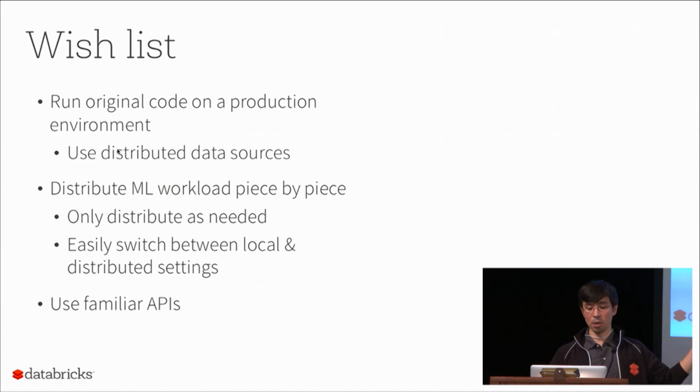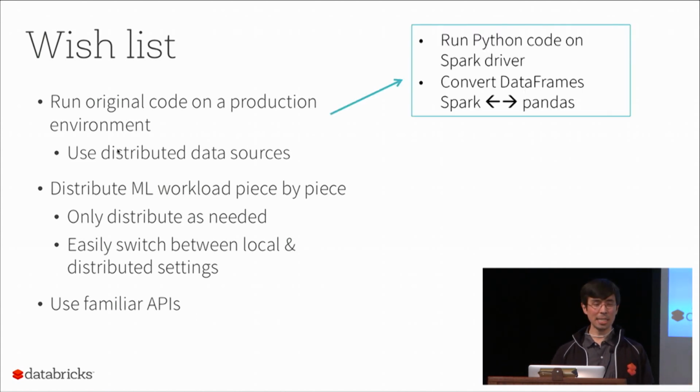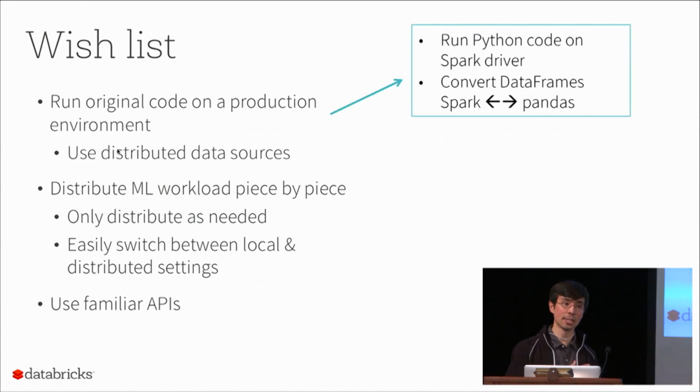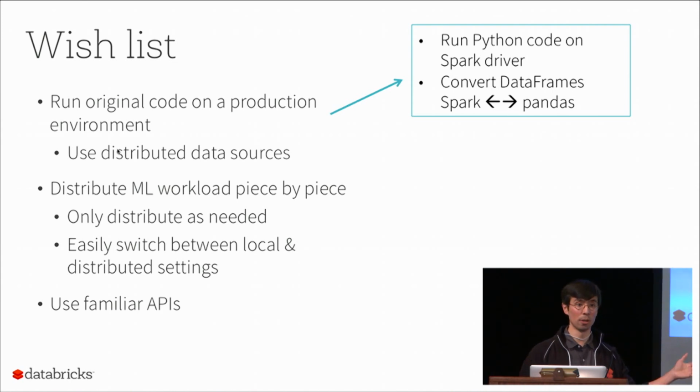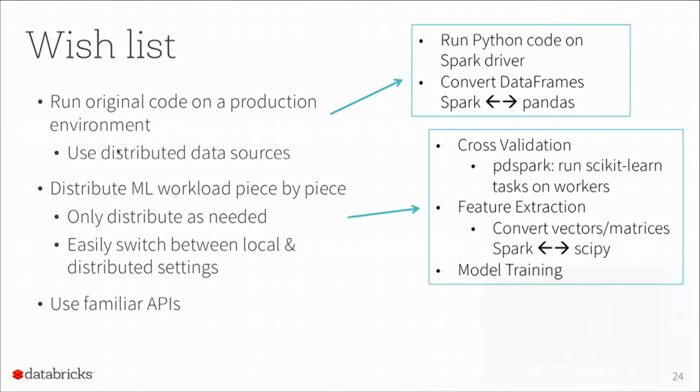We had talked about running code on a production environment. And basically, all that was needed there in the case of Spark was being able to run Python code on the Spark driver. But what let us use those data sources were the Dataframe type conversions. We also talked about distributing the ML workload piece by piece. And we started with cross-validation, where there's this Spark package, which essentially just ran Scikit-Learn tasks on the workers, but had some nice API to hide that complication.